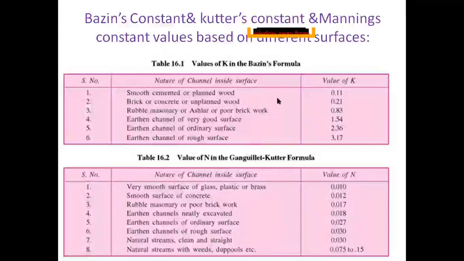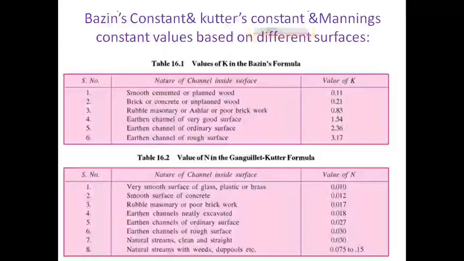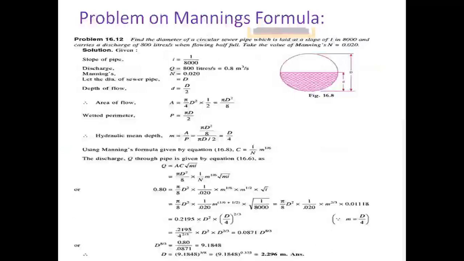These are the values of Bazin's k value, Manning's value and Kutter's value n, classified based on the roughness of the surface of the channel bed. These are the different problems on Bazin's constant and Manning's constant, the values of k and Manning's and Kutter's n value. Next class we will discuss some more concepts and problems.